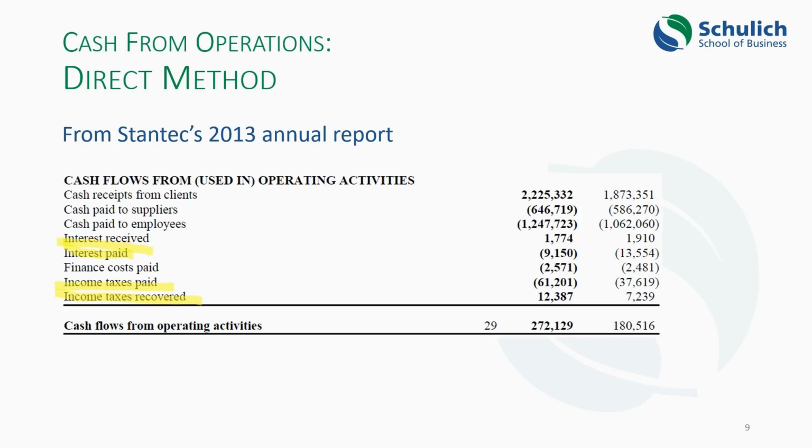Finance costs paid would probably be underwriting fees. These are negative numbers right here. That would be cash going out to pay for finance. And then the total, of course, at the bottom is the cash flows from operating activities. Stantec is raising a lot of cash from its operating activities. Looks very healthy.